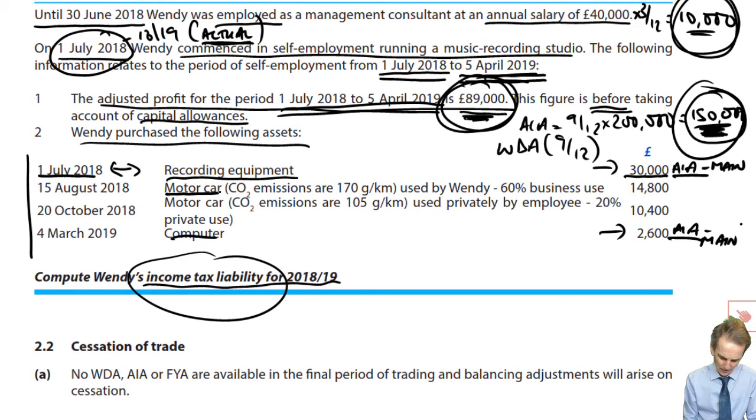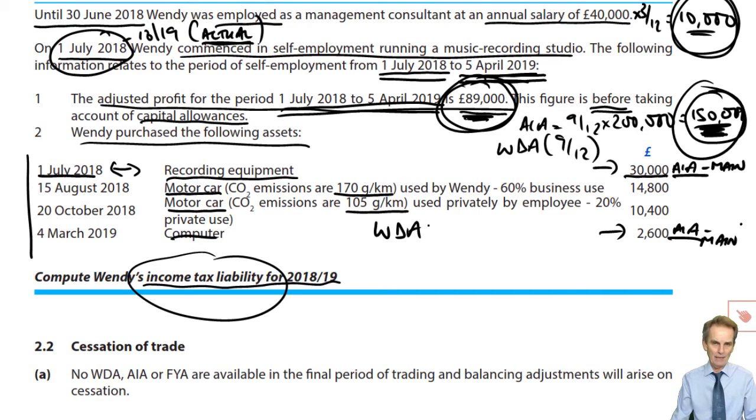I'm not wasting your time by talking about writing down allowance because, of course, look at the expenditure we've got here. We've got cars that were purchased. Cars with CO2 emissions here that are greater than 50 grams per kilometre. So it isn't FYA, we are talking WDA being available. Now the question is, what level of WDA? And that's based on the CO2 emissions. So 170 grams per kilometre, in excess of 110, that's the lower rate of 8% WDA. 105 does not exceed 110, therefore that's the higher 18%.